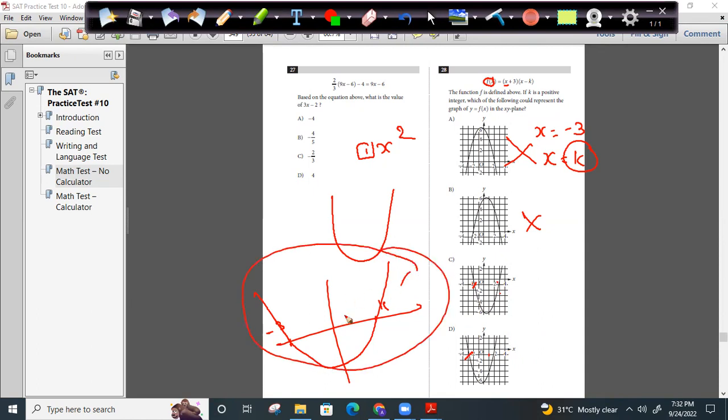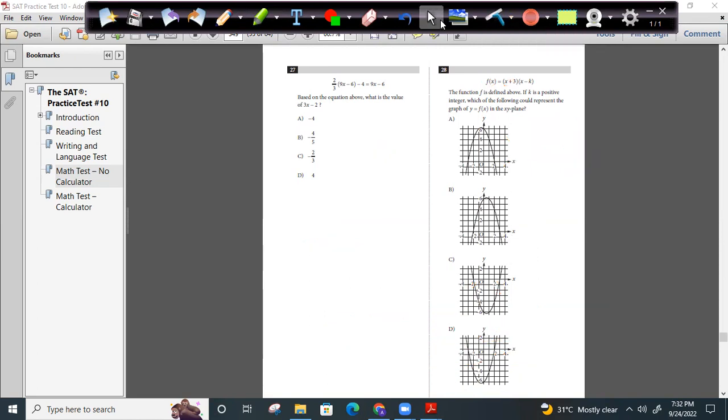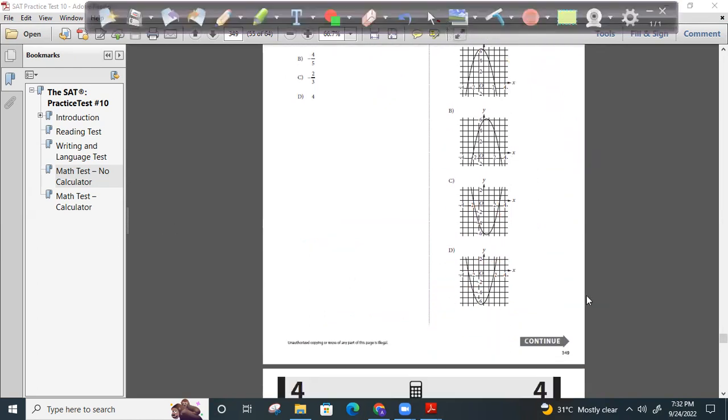So -3 and k, with the parabola opening upwards, all the conditions are satisfied only in D for Delhi. So happily, perfectly, superbly, your option D should be your answer.